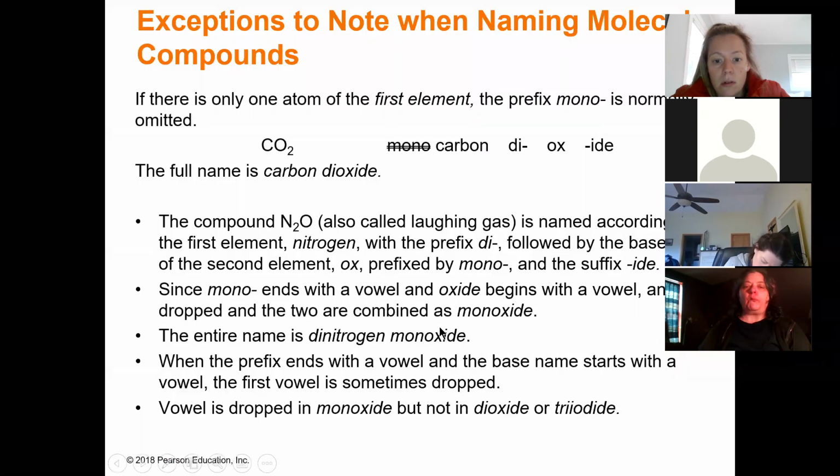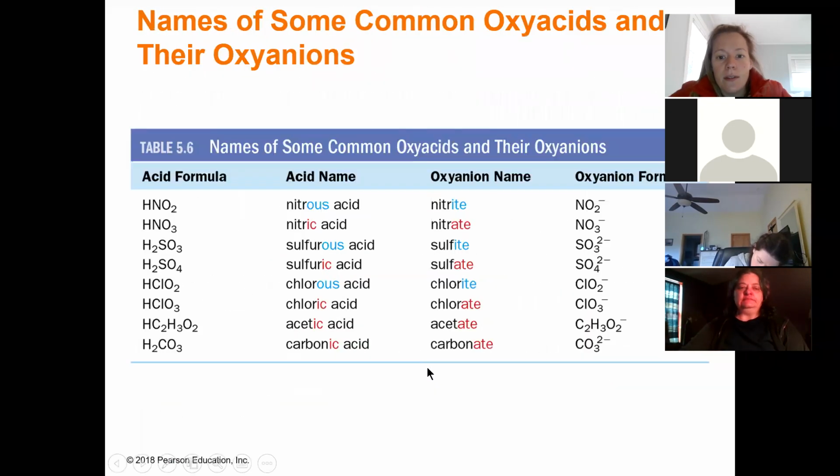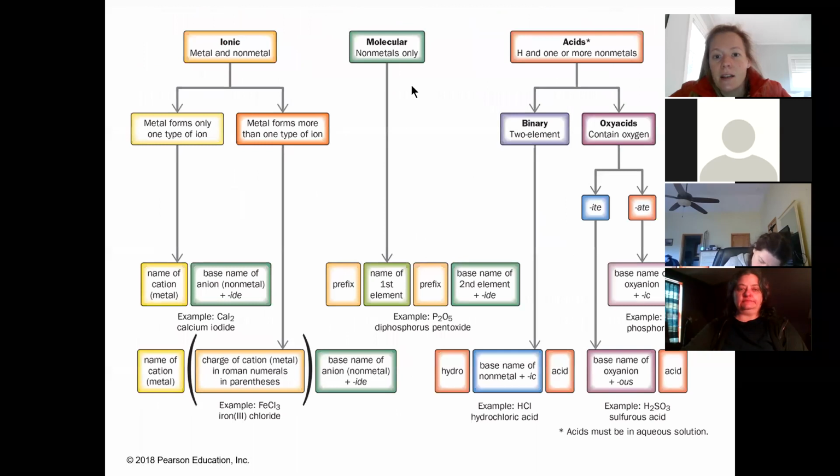And again, this flow chart at the very end is really nice. You may even want to print it out or just have access to it, but it tells you, you start up at top. Is it ionic? Is it molecular? Or is it an acid? And we're going to do acids next. If it's ionic, is it type 1 ion, or is it type 2? From there, you go down, you name the metal and the base name, and you IDE it. If it's unpredictable or type 2, you have to add the Roman numeral. If it's molecular, you don't do anything with this. You do prefix this.